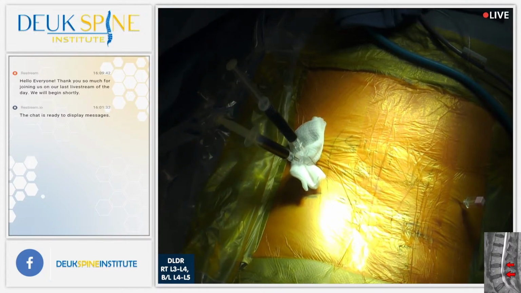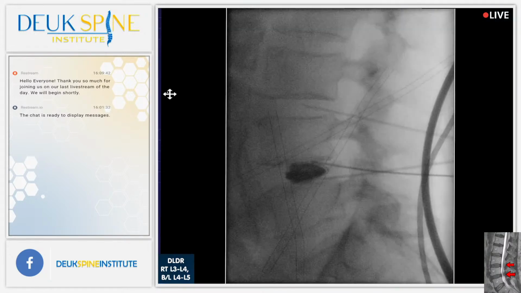Is that where you get your back pain? Is that typically where you get your back pain? All right. 10 out of 10.